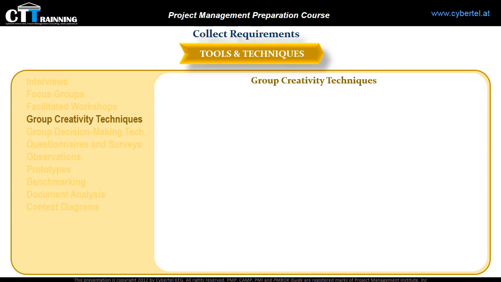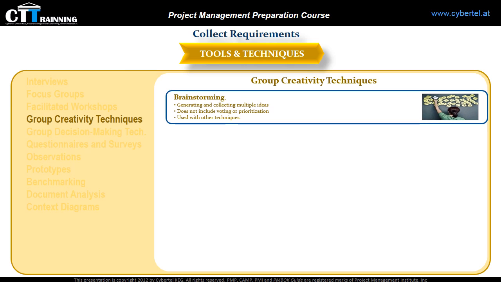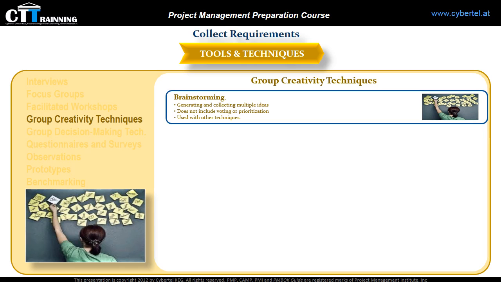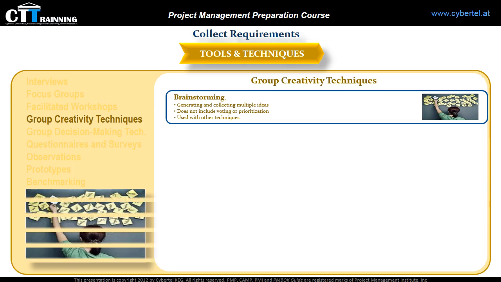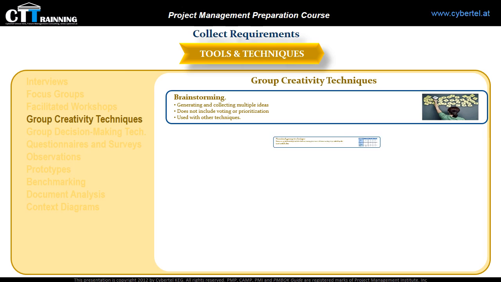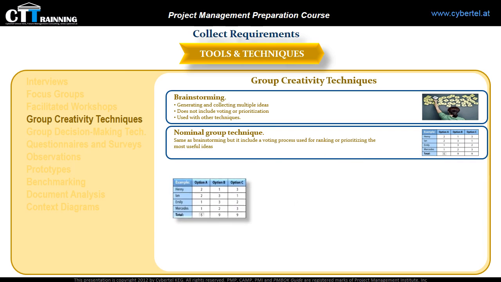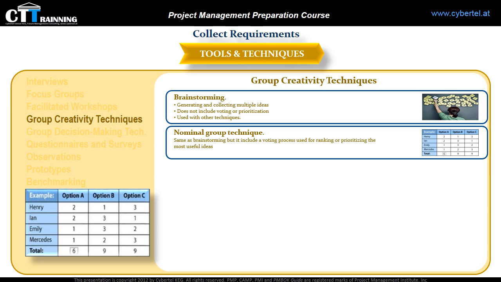And here are some examples of these groups. Brainstorming. It is all about generating and collecting multiple ideas related to the project and product requirements. It does not include voting or prioritization, and therefore is often used with other techniques. Nominal group technique. Same as brainstorming, but it includes a voting process used for ranking or prioritizing the most useful ideas.